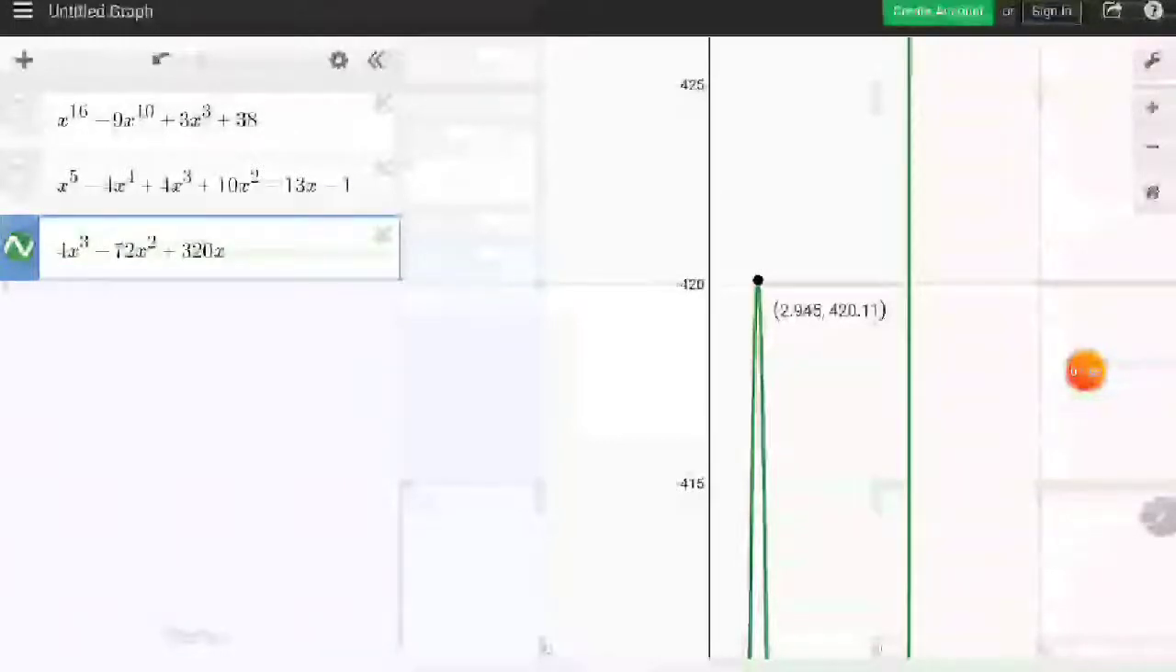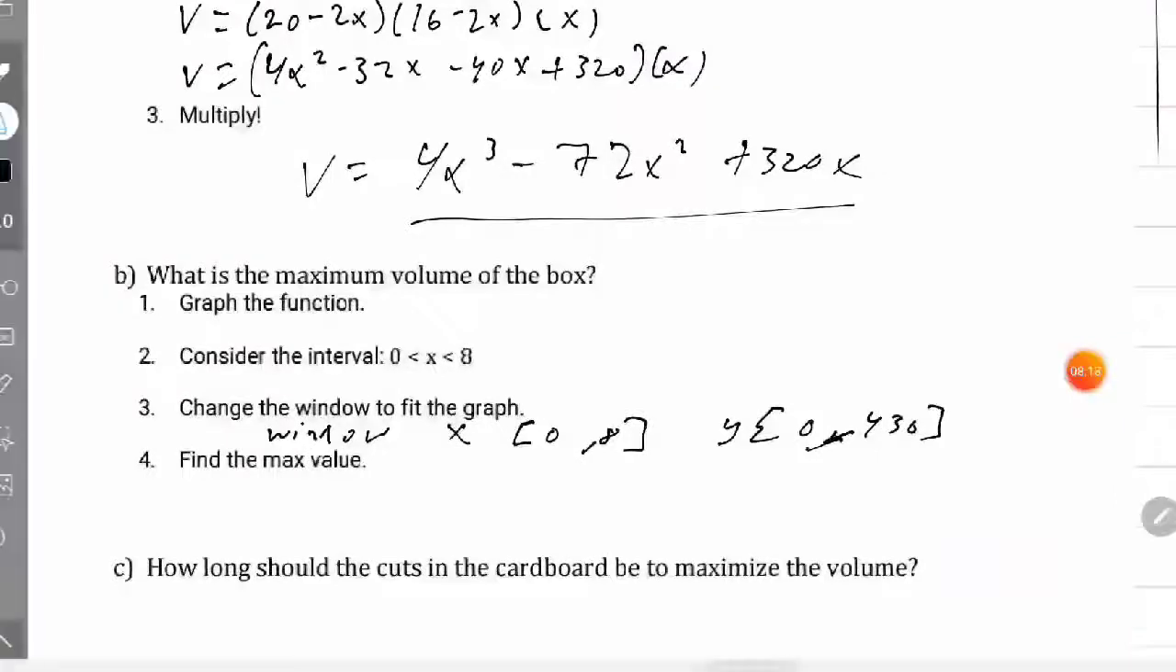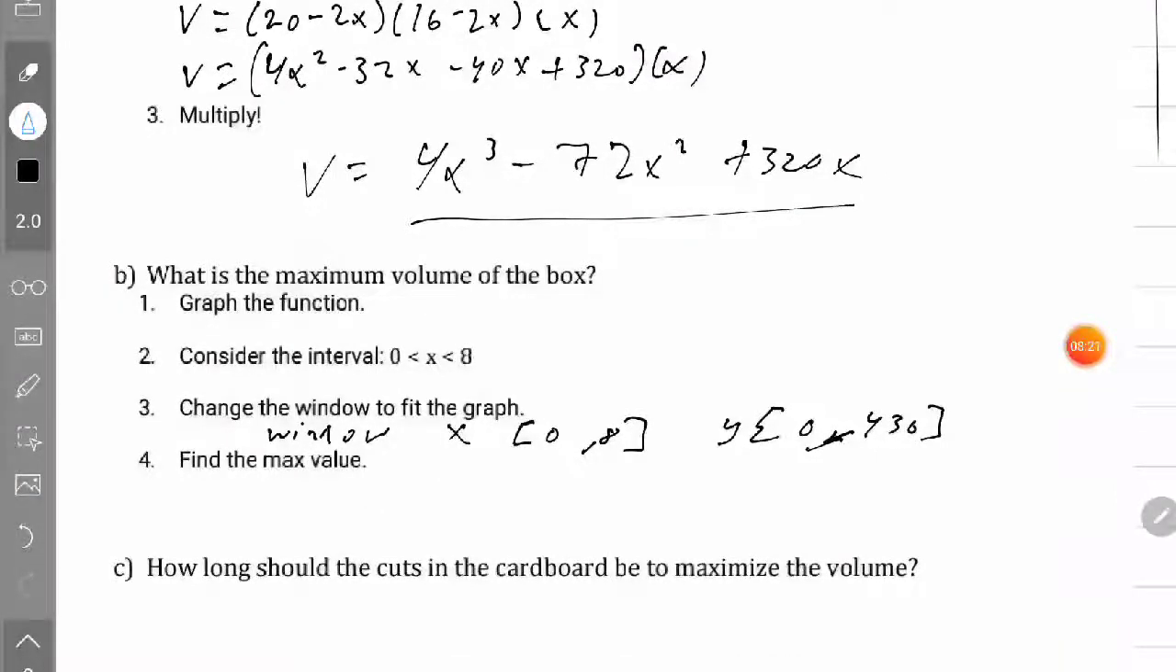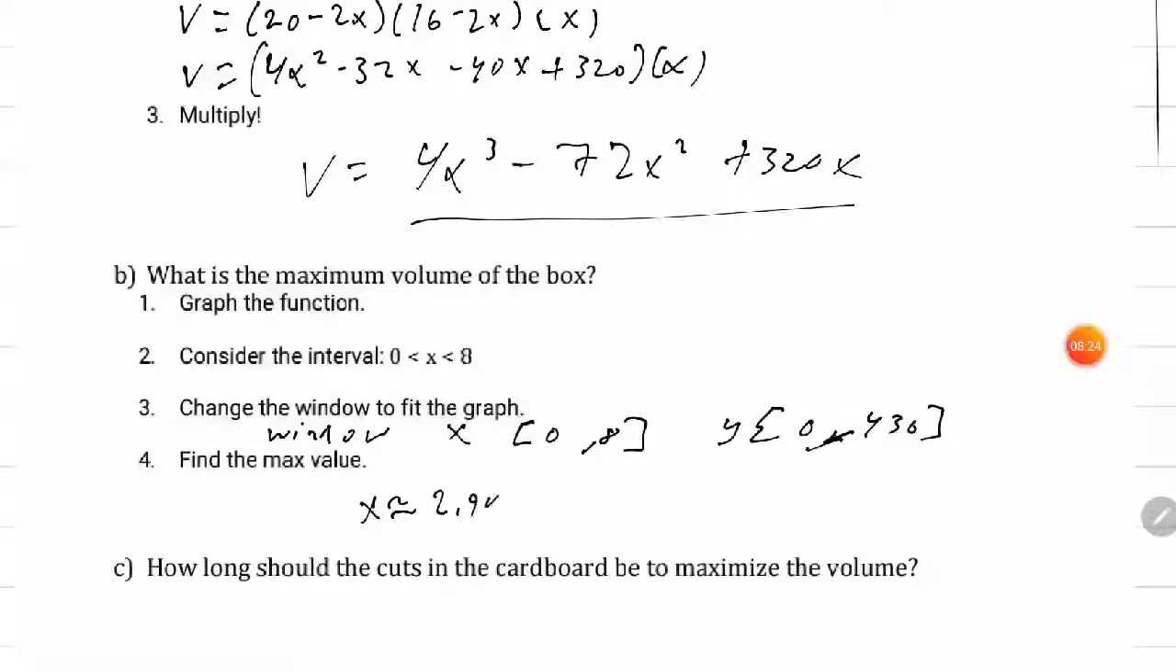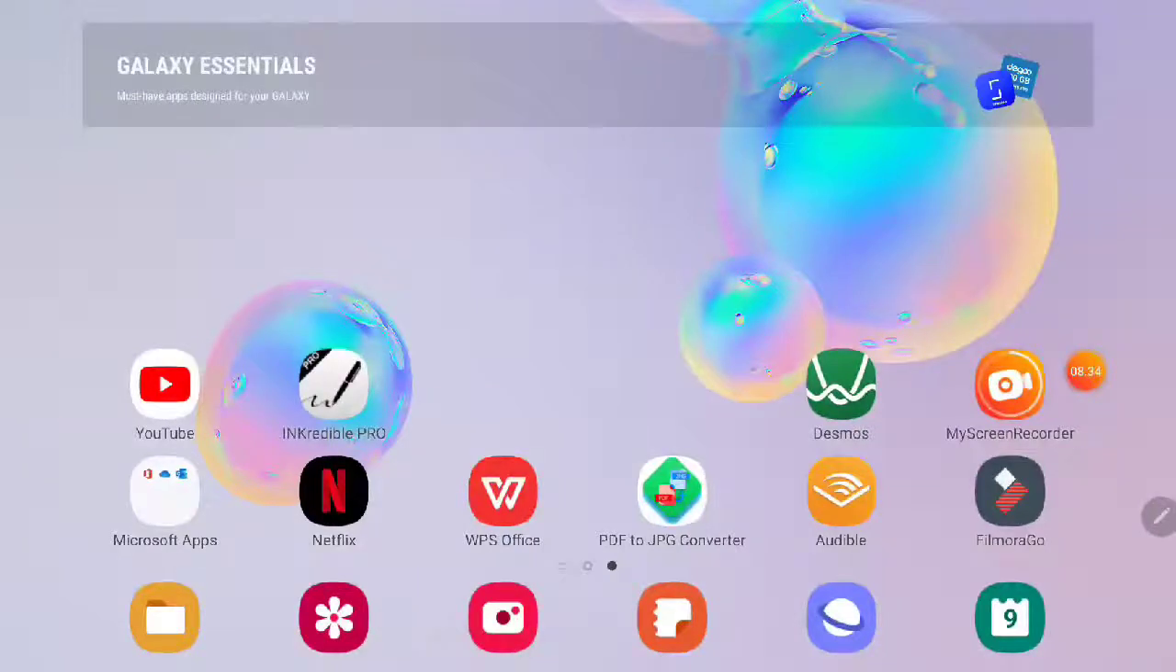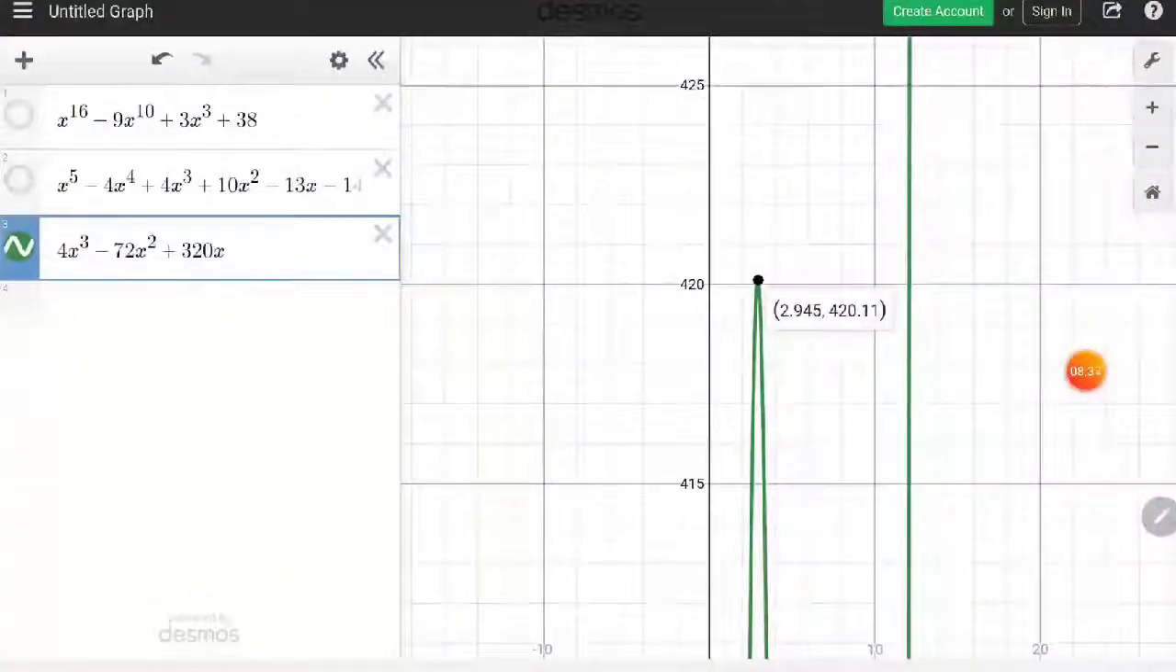So this is our local maximum. It's between 0 and 8. Yes, our maximum value would be infinity, but we have to remember we can't cut out an infinite amount of this box. There's no infinite amount. So our answer is 2.945, 420. So local max, x is around 2.945, and our y value is 420.1, or how much was it? Yeah, 420.1.